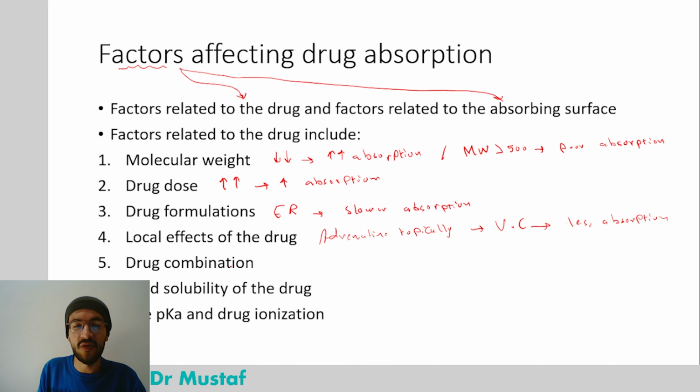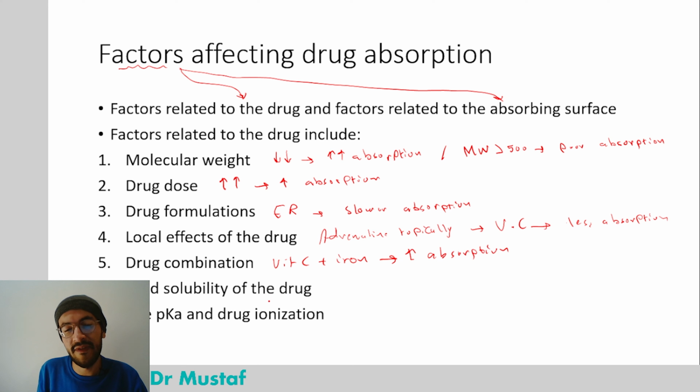Also, we have the drug combinations. Like there are two drugs where one of them increases the absorption of the other one, like when we use vitamin C with iron. The iron needs to be in the ferrous state to be absorbed into the body, and the vitamin C helps the iron stay in the ferrous state, so it gives us better absorption of the iron.